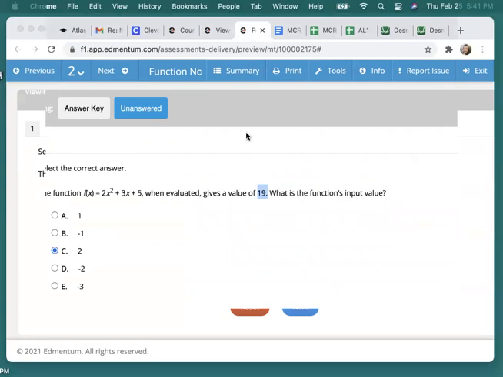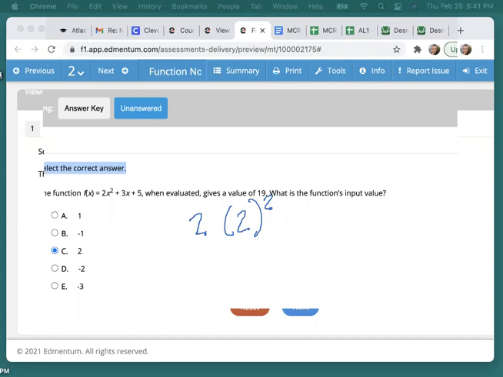Another way to solve this problem is to plug in the numbers. So if I were to plug in 2 for x, let me get my pen. For some reason, it's not drawing. Hold on just a second. Make sure, okay. So I'm plugging in 2 for x.